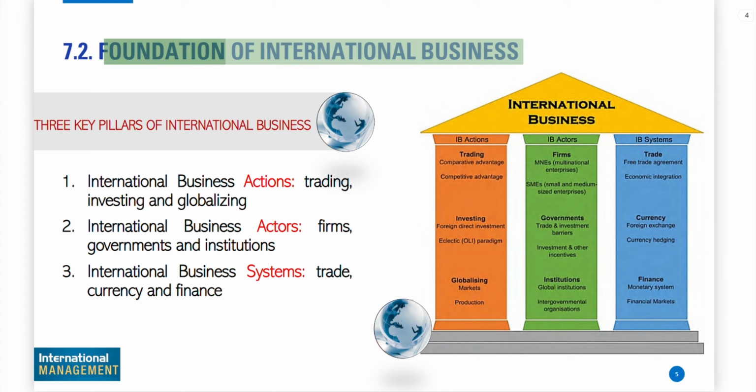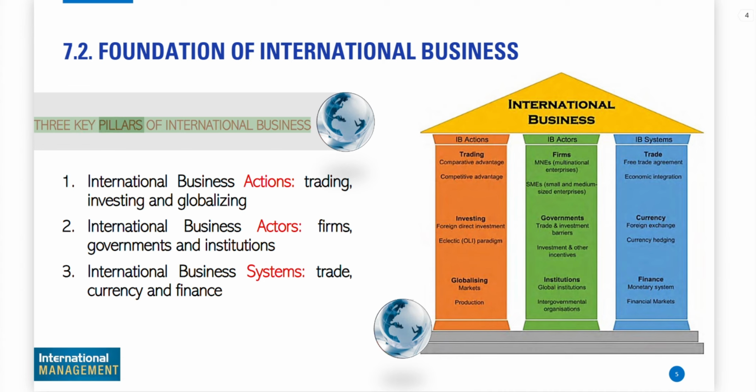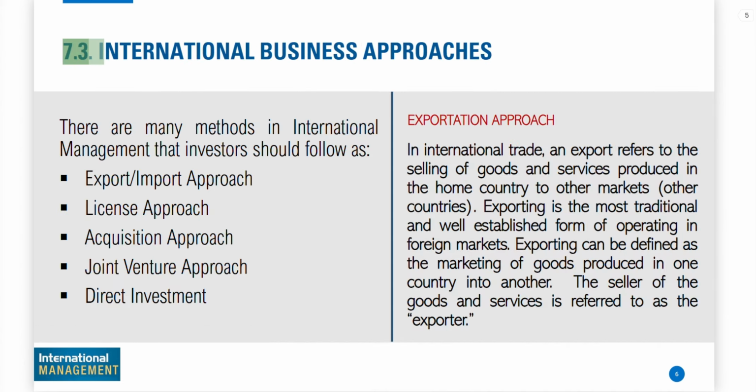7.2 Foundation of International Business. 3 key pillars of international business. 1. International business actions: trading, investing, and globalizing. 2. International business actors: firms, governments and institutions. 3. International business systems: trade, currency, and finance.